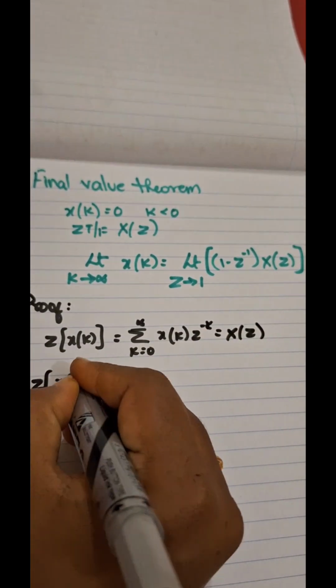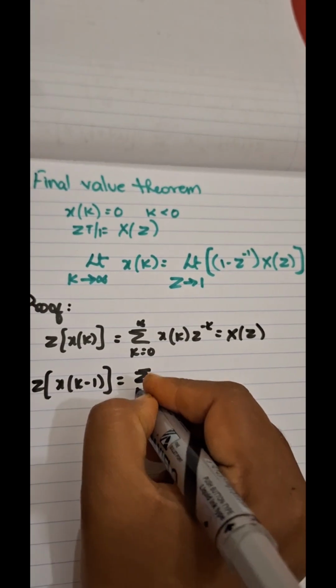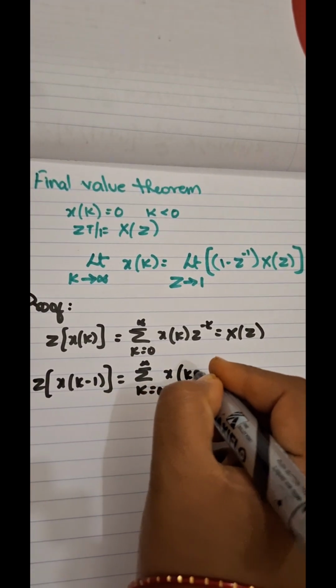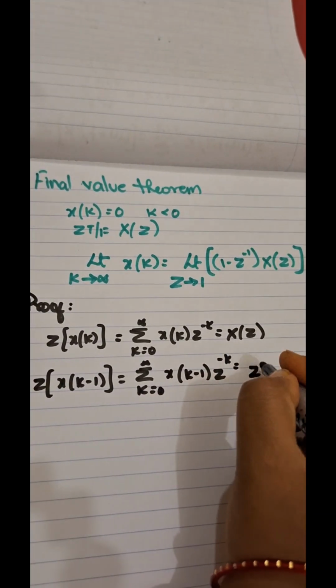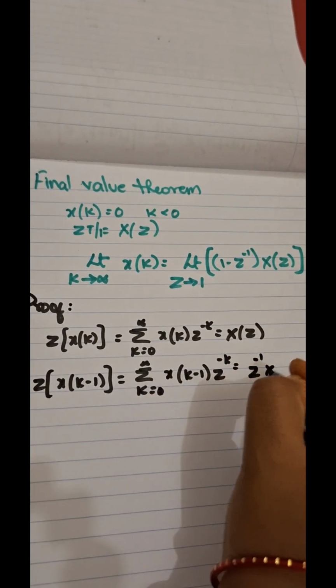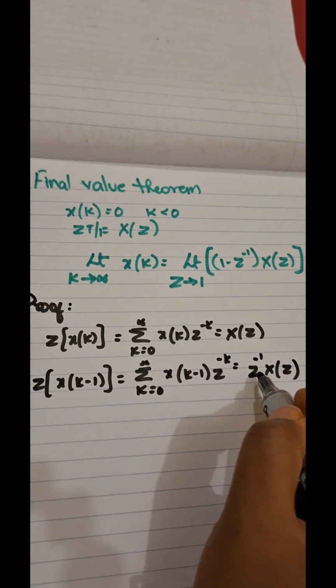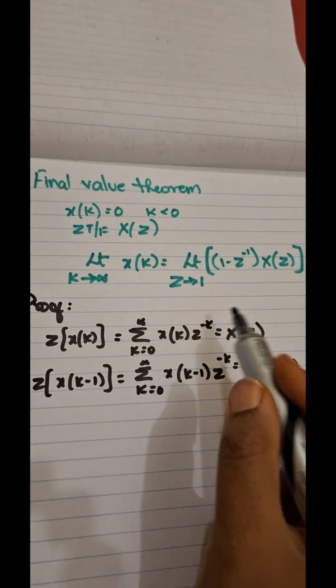Similarly, Z of x(k-1), which is the sum from k equals 0 to infinity of x(k-1) z^(-k), equals z^(-1) X(z). Okay, this we got by the multiplication by a power k. So there we got this, the same thing.